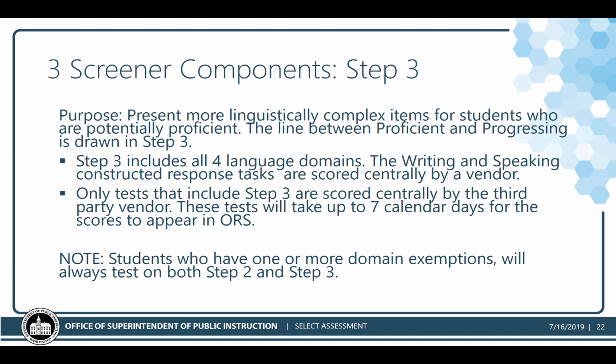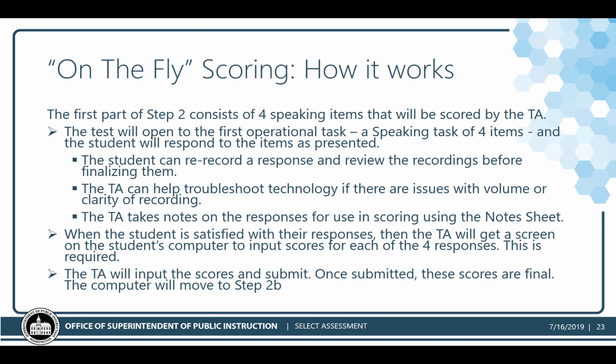Please note, while the majority of students will follow this path of Step 2 scores leading to Step 3, students who have 1 or more domain exemptions will take both Step 2 and 3. This is because the individual domain items are rather few for each domain, and the scoring algorithm integrates items across domains. So to ensure a valid representation of a student's knowledge, those with domain exemptions take both Step 2 and 3 of the screener.